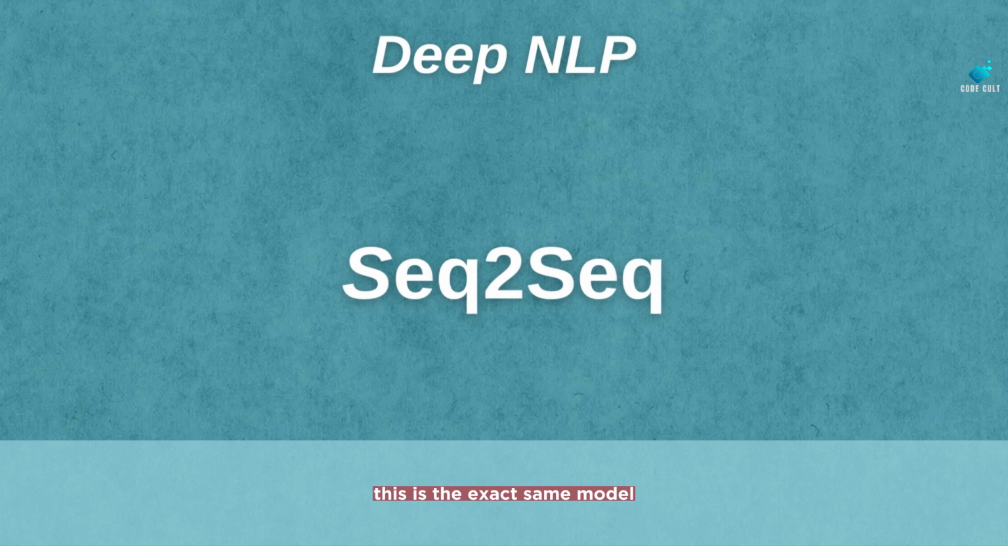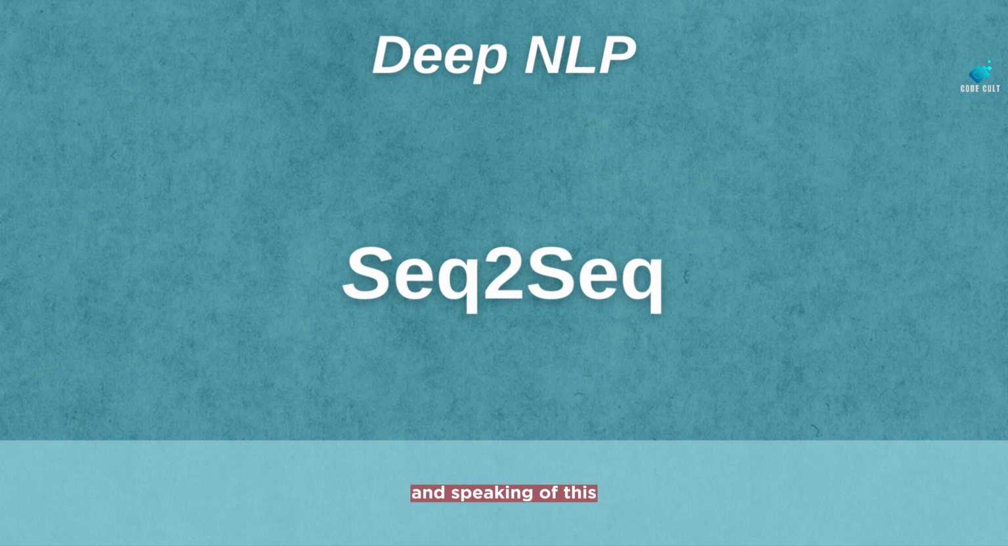This is the exact same model that is used to build chatbots, and I'll be talking of chatbots in a few seconds. But first, be aware that you can use the sec-to-sec model to make a translator from one language to another. And actually, on GitHub, you can find a lot of translator implementations using the sec-to-sec model, which is the main deep NLP model.